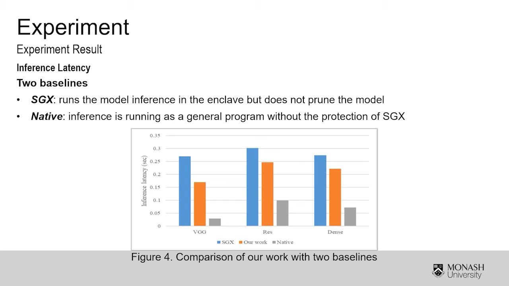Let's move to the inference latency part. We compare our work with two baselines. The first one is SGX, which means running the model inference in the enclave, but does not perm the model. We use this baseline to show the effectiveness of our approach in reducing the wait time for model inference in the enclave. The second baseline is native, which means that the model inference is running as a general program without the protection of the SGX. We use this baseline to investigate the overhead of our work.